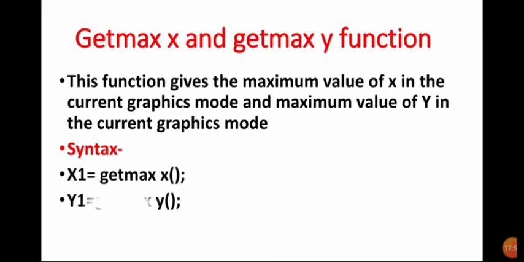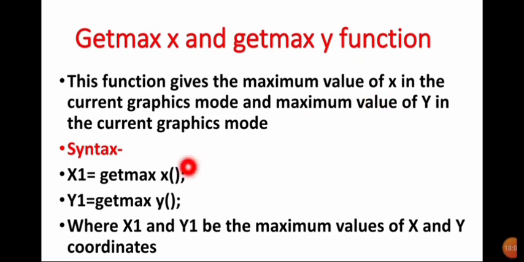Syntax is like this: x1 = getmaxx(). So x1 is what? Here you just observe, x1 is what? The maximum value of x, which is represented by x1, and the maximum value of y can be represented by y1. Okay, so these are the syntax which provide you the maximum values of x and y, where x1 and y1 are the maximum values of the x and y coordinates.